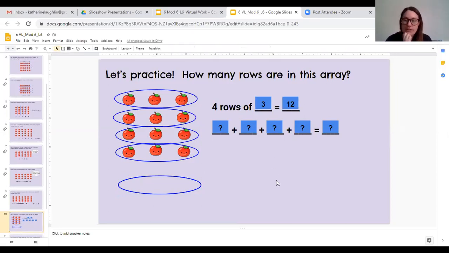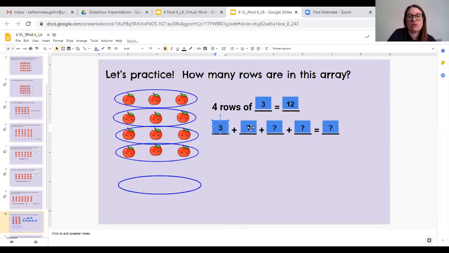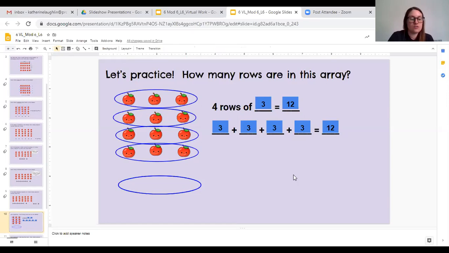How would I write that as a repeated addition equation? I need to look at my 4 rows, that's represented by the 4 addends, and how many are in each row. I have 3 in each row. So 3 plus 3 plus 3 plus 3. And again, because I can look at the array or I can use skip counting, I know that 3 plus 3 is 6, 6 plus 3 is 9, and 9 plus 3 is, you got it, 12. Good. So on your work today, they're going to ask you to either split up into rows or columns and to figure out how many are there in the total of the array.